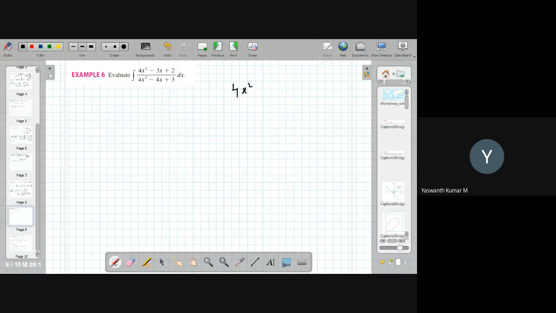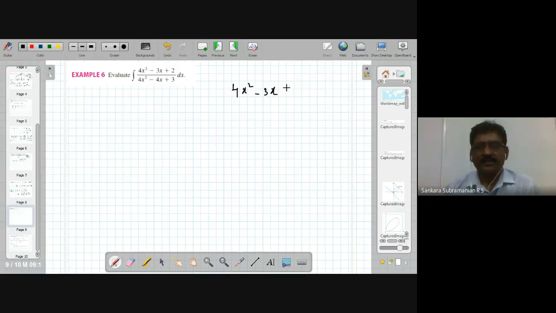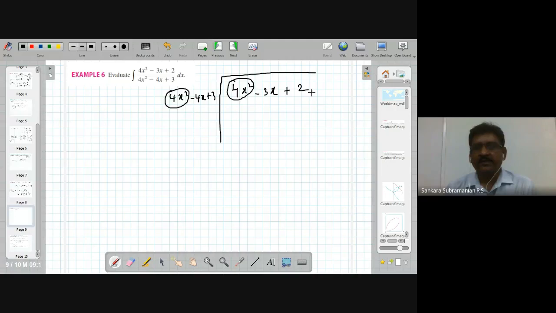4x square minus 3x plus 2. Division: 4x square minus 4x plus 3. So the first term is 4x square here. Divide it. So 1 times multiplying throughout 4x square minus 4x plus 3, you get 4x square minus 4x plus 3.